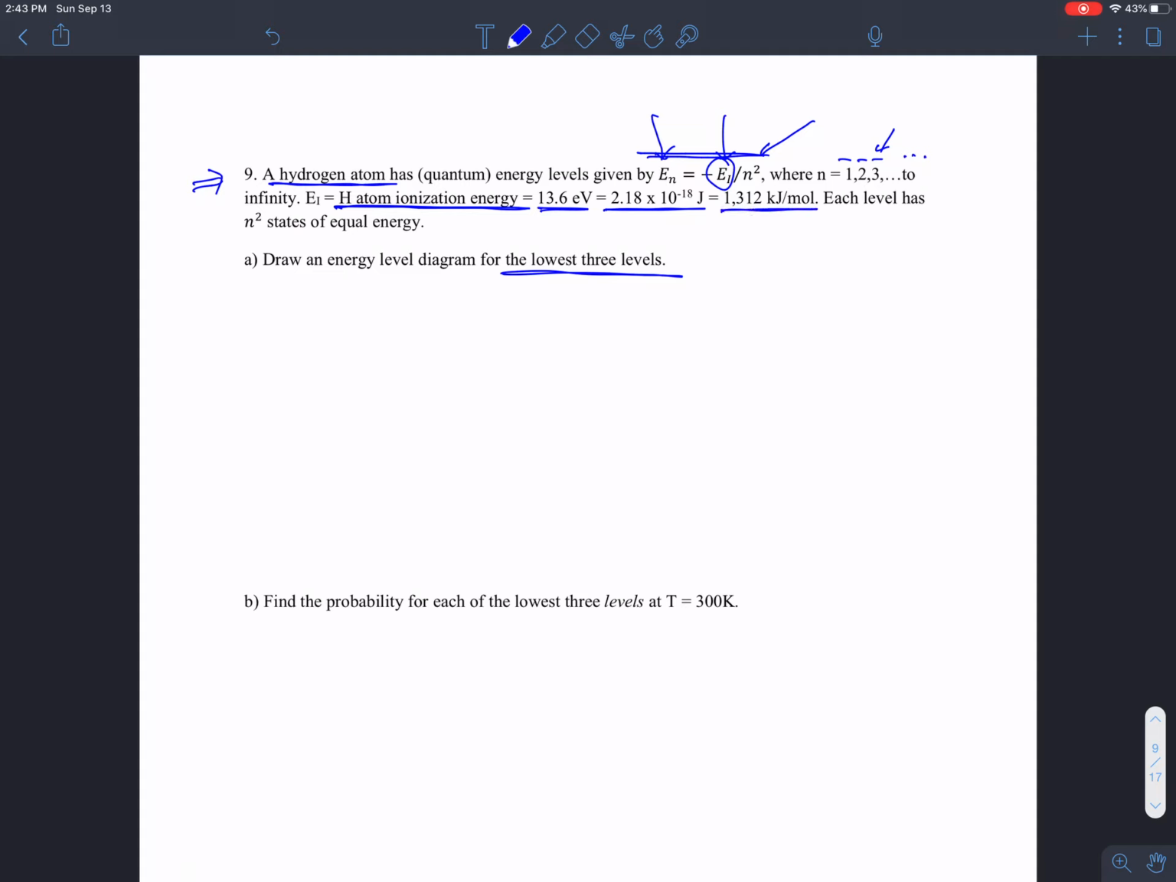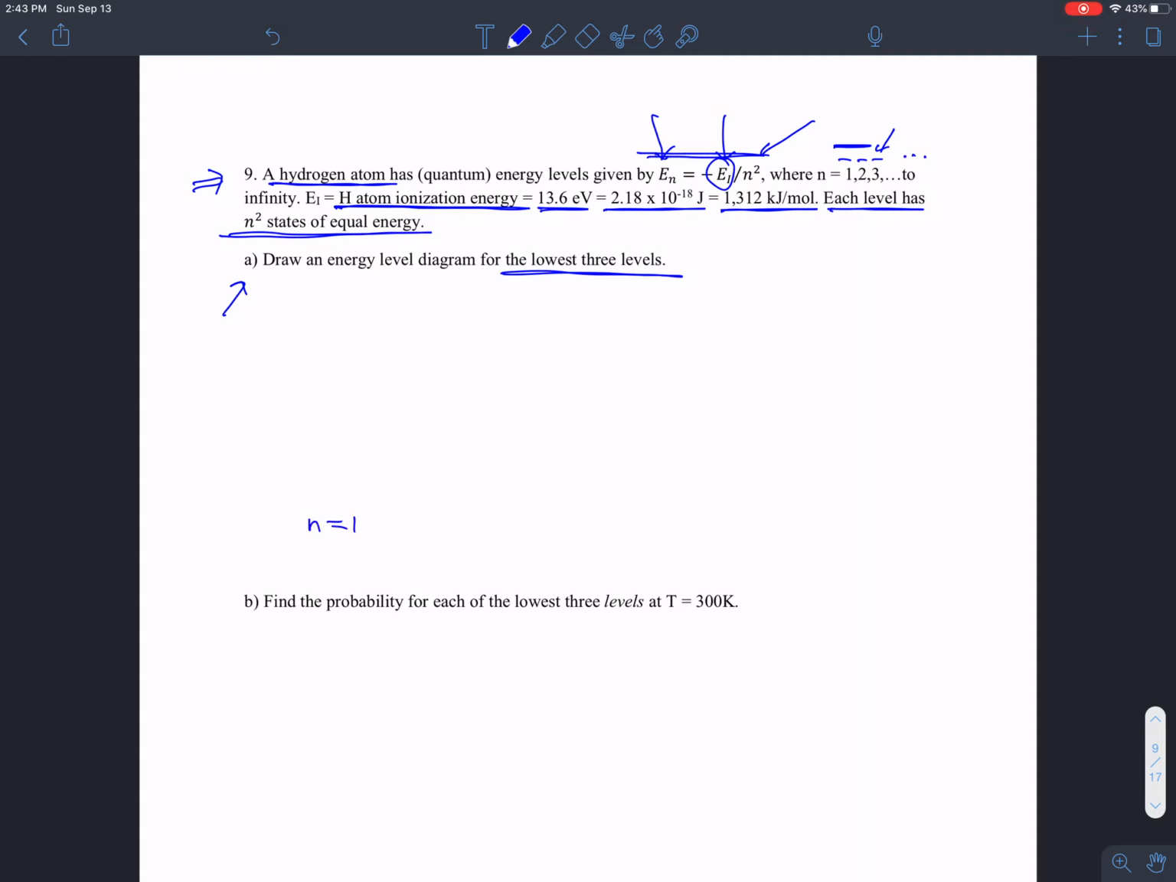or 1,312 kilojoules per mole in macroscopic units. Also, each of these energy levels, remember, has n squared states of equal energy within it. So the first part of the problem just asks us to draw an energy level diagram for this system.